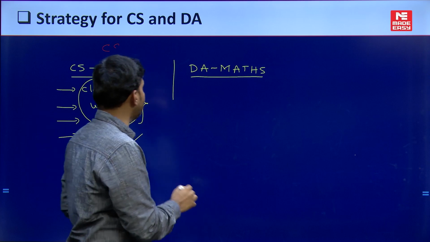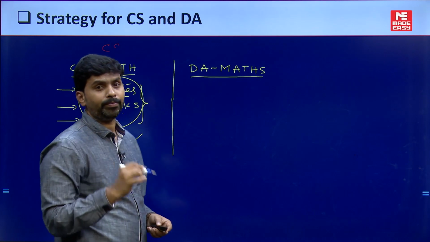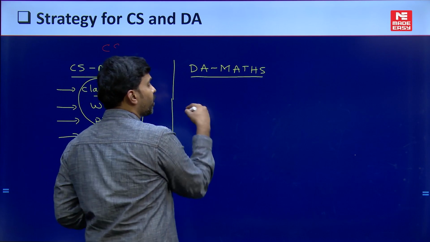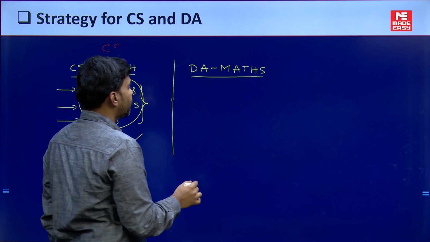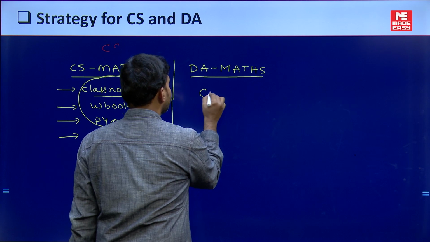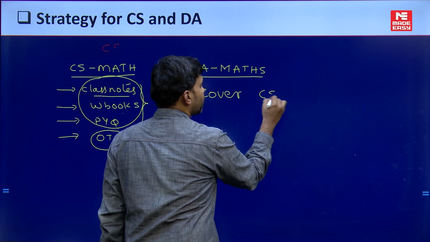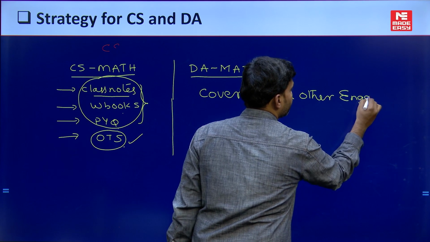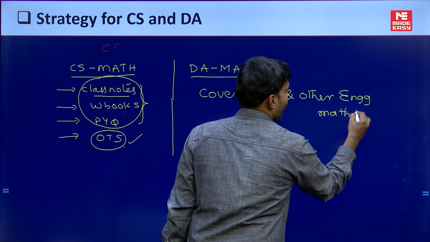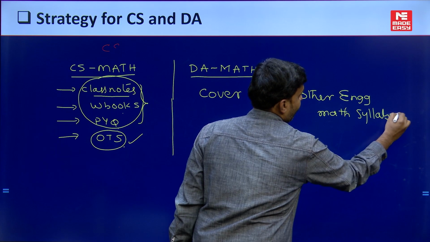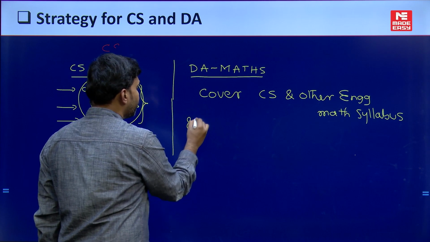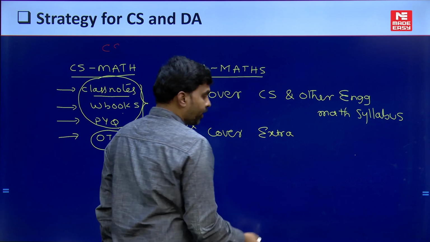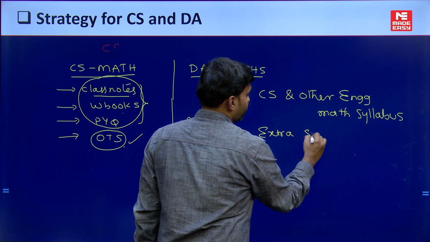And the next one is the DA mathematics. I don't know how many of you are going for coaching and all, but for everyone I will tell you about the DA paper. We have to cover the CS mathematics syllabus, the CS and other engineering mathematics syllabus, and you need to cover the extra syllabus, the exclusive syllabus for DA.